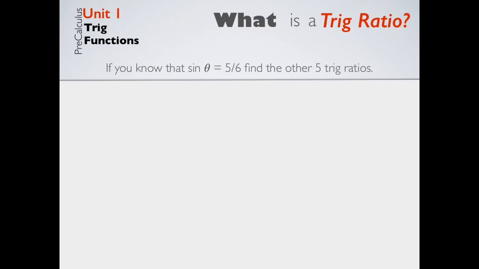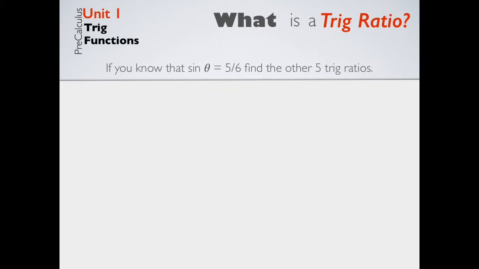Okay, let's start with this simple problem. So if you know that sine theta is 5/6, find the other 5 trig ratios. So before we dive into how we would answer this problem, I do want to highlight some vocabulary. Theta, let's not freak out about that. It's just pre-cal talk for angle, okay? So the sine of that angle is 5/6.